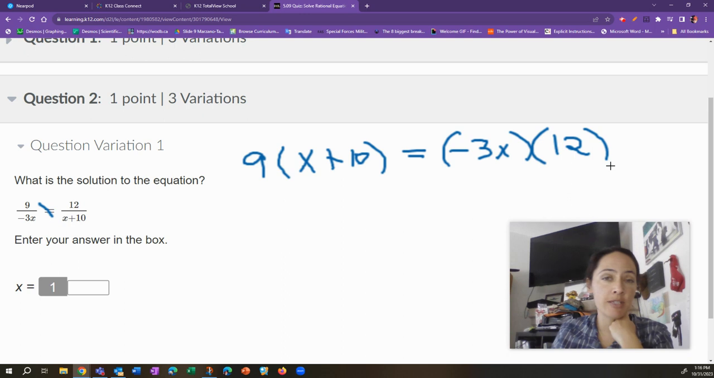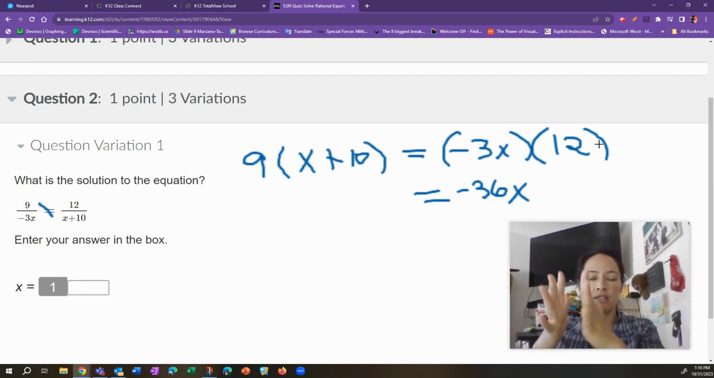Same thing that happened before. On this side, we use the distributive property, and on this side, we just multiply the number parts. This side just becomes -3 times 12, so -36x. The x stays. We're all being multiplied, and multiplication is commutative and associative, which means you can regroup it and reorder it, and it will still be the same. That's pretty cool.